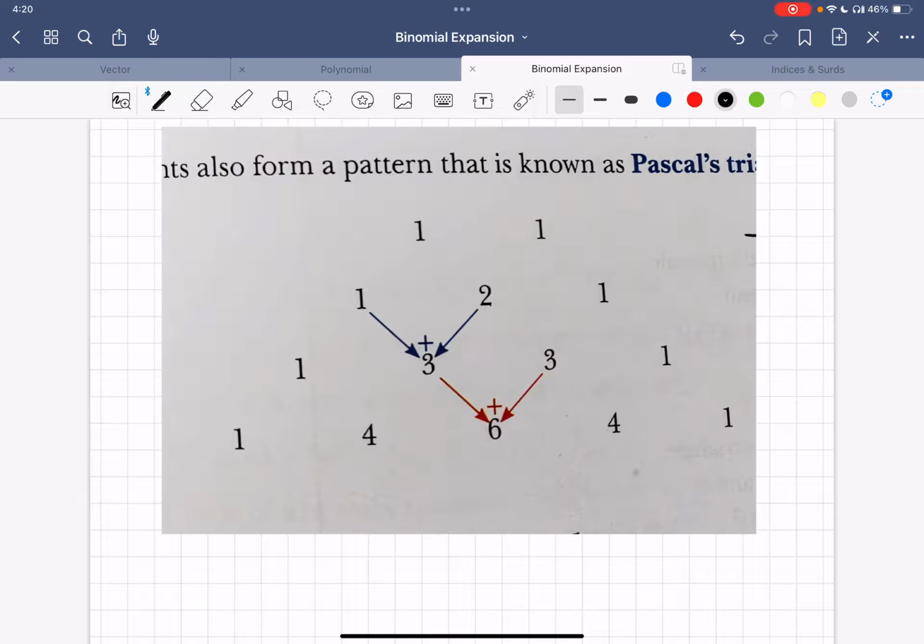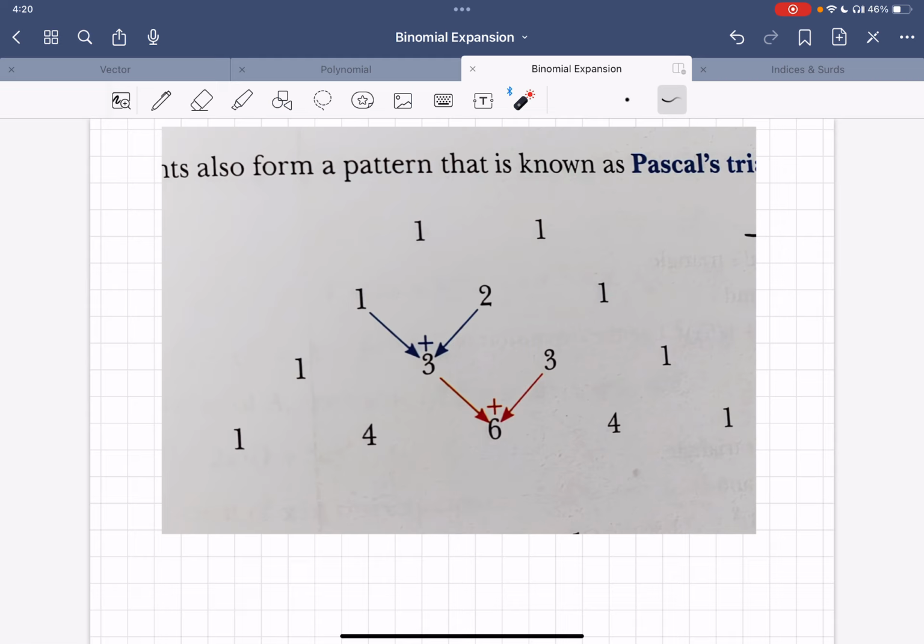Today we're going to talk about binomial expansion. For this chapter, it's really important to get to know a term which is called Pascal's triangle. So I summarized the picture here. You can take a look. So the overall pattern for expanding two terms is called binomial expansion.